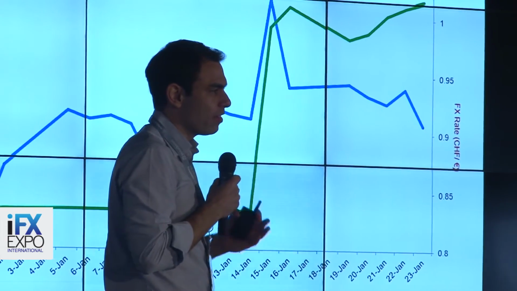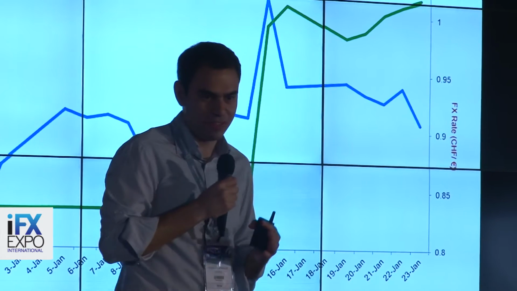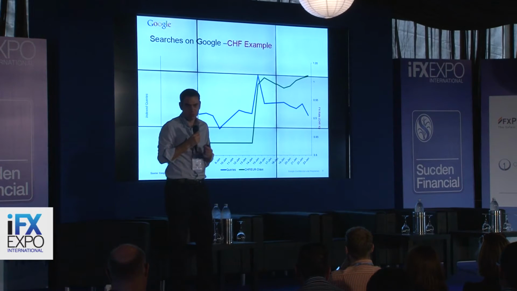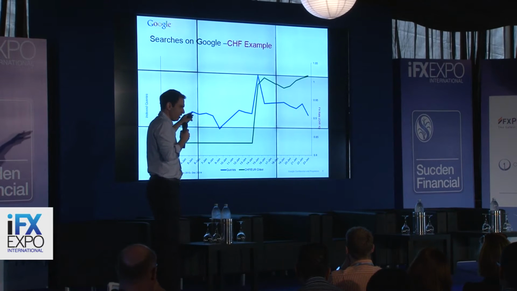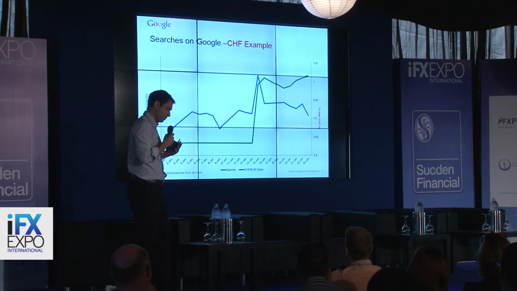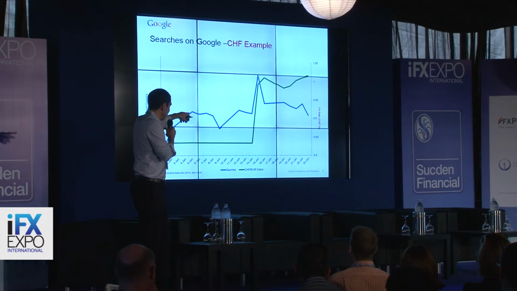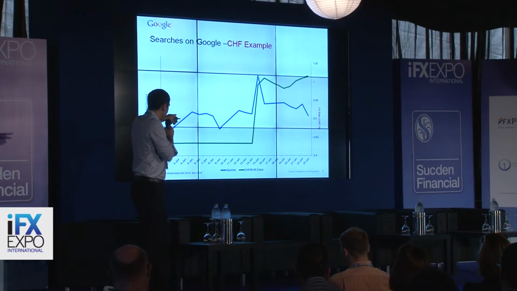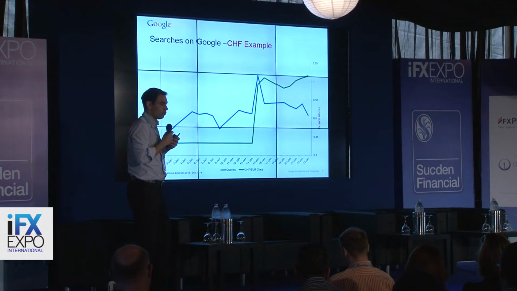Whenever there's a major market event, we see demand going up significantly. People want to trade online. This is the main market event of this year: the fixed rate between Euro and CHF changing. This is depicted in the green line, and the blue line is the total searches for Forex.